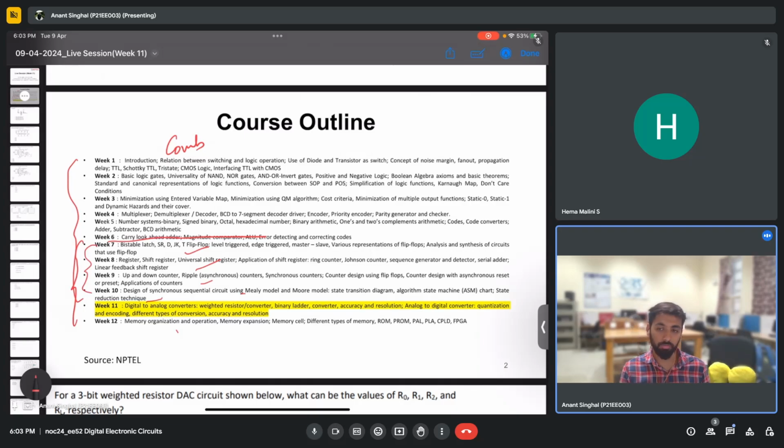Today we'll be solving some of the applications of digital electronics, which are digital to analog converters, also known as DAC. Then there are several ADCs, which are analog to digital converters. We'll be learning about some of the DACs such as the weighted resistor converter, then the binary ladder, then accuracy and resolution for certain DACs. And in the next week, we'll be concluding this course with the memory topic. So let's start this week 11 with the first question.